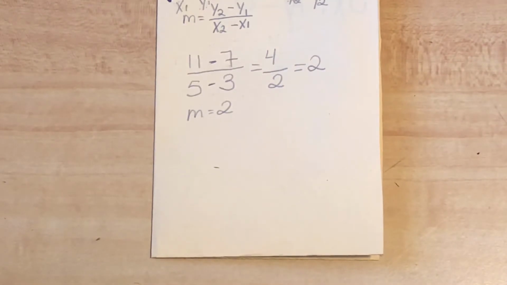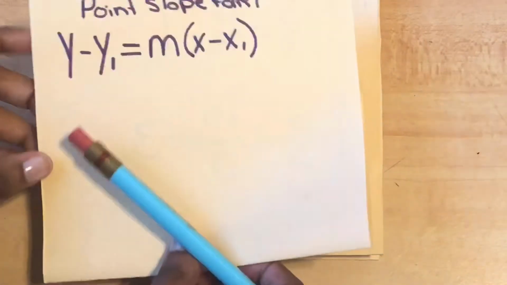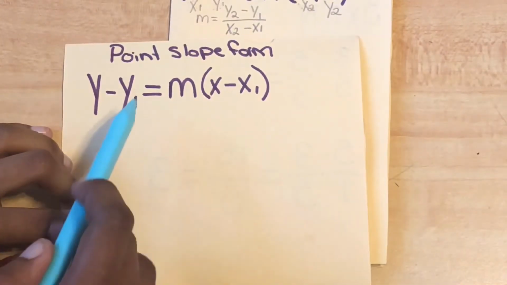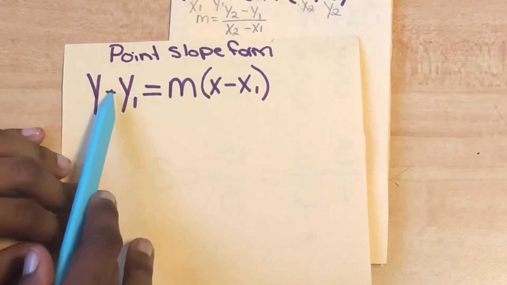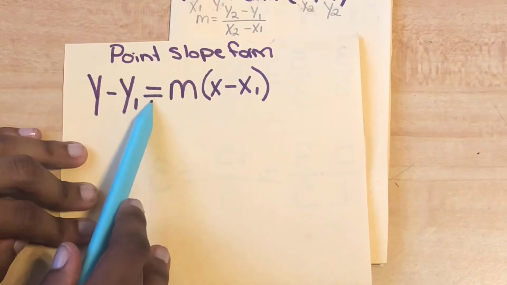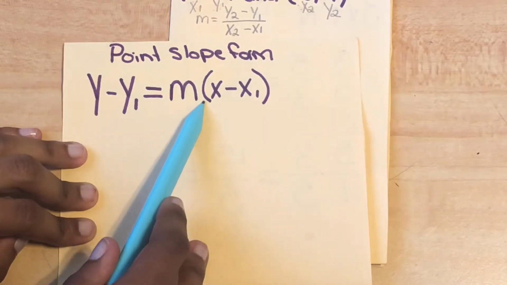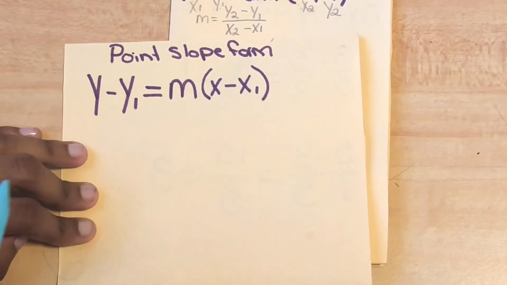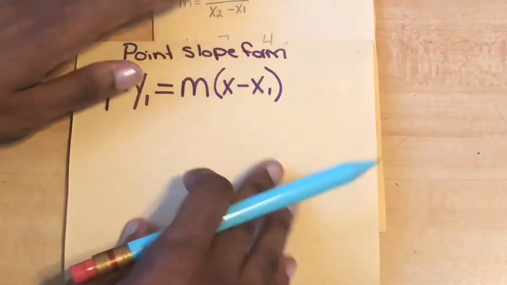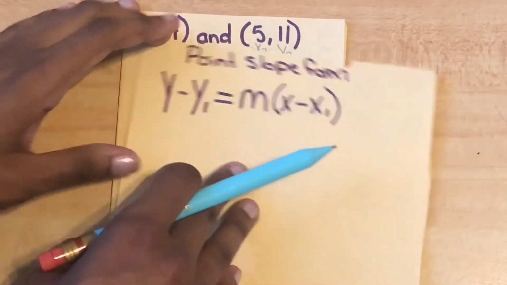Now that we found our m, we need to start looking for our b. In order to do that, we're going to use this formula here. This is our point slope form. So we have y minus y1 equaling m, open parentheses, x minus x1, close parentheses. So all we're going to do is plug in the numbers.